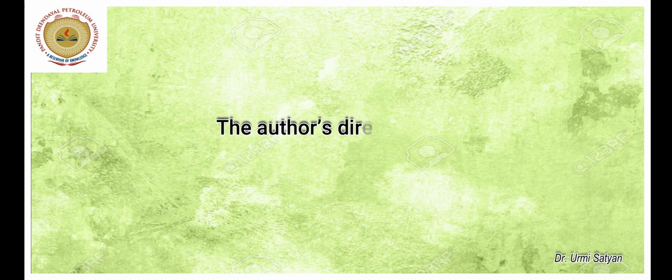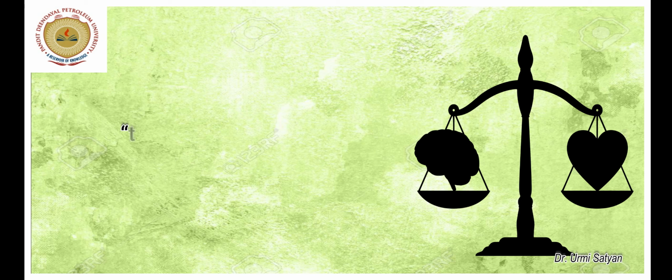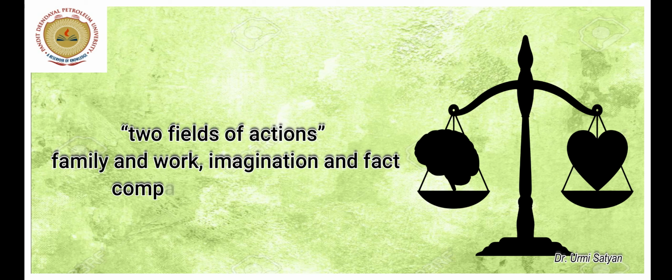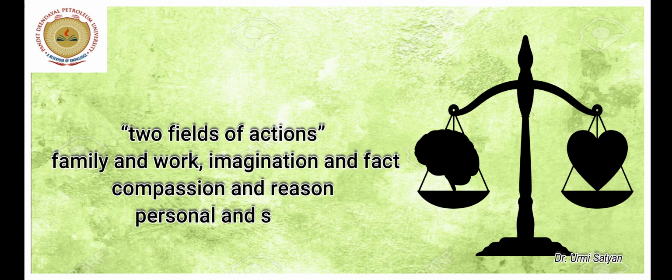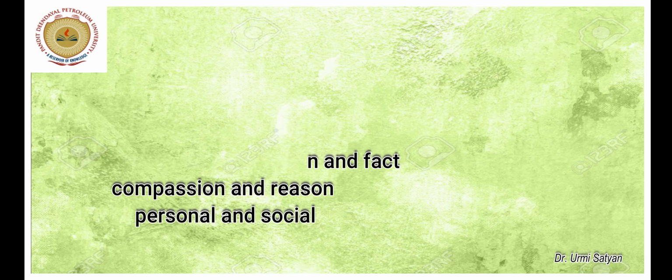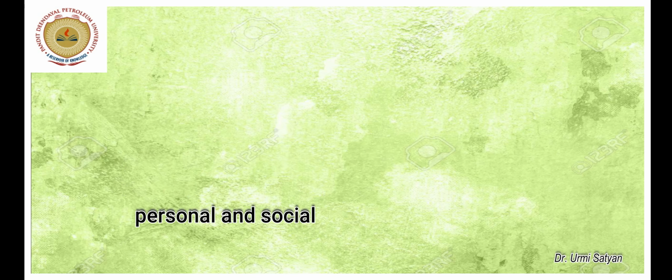The novel ends with the author's direct advice to the readers to wisely strike a balance between two fields of action. These two fields can be family and work, imagination and fact, compassion and reason, personal as well as social. Dickens advises all of us to work for the overall well-being of the society.